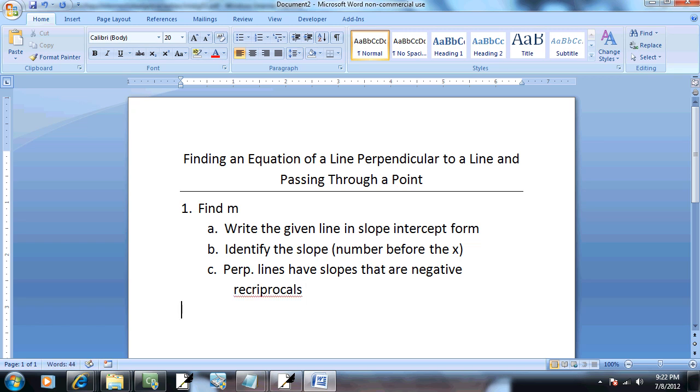Reciprocals, probably not spelling that right. Obviously not. One of those nights. There you go, reciprocals. Got to love words.